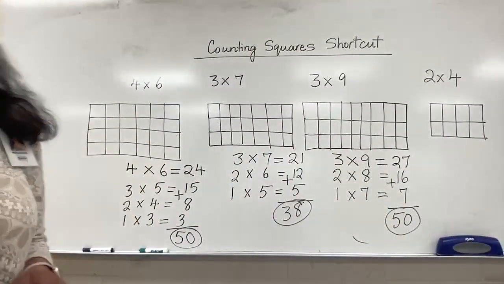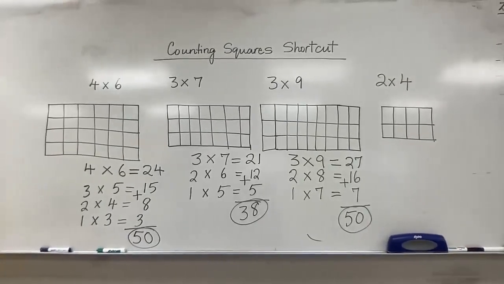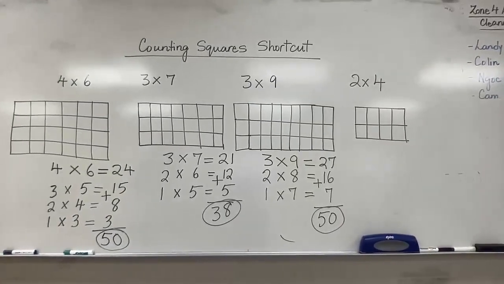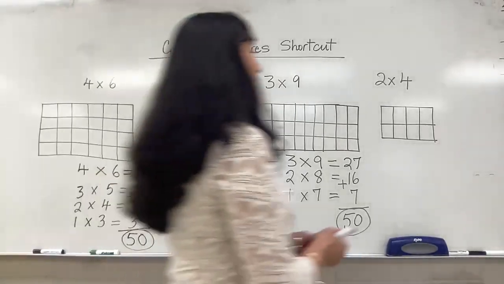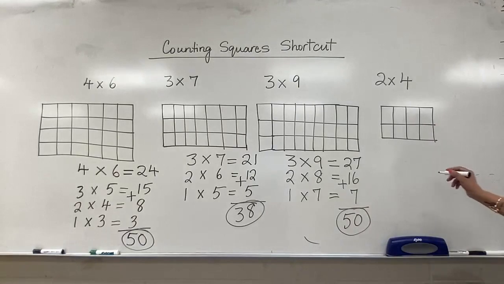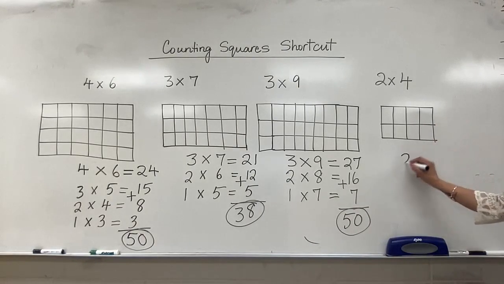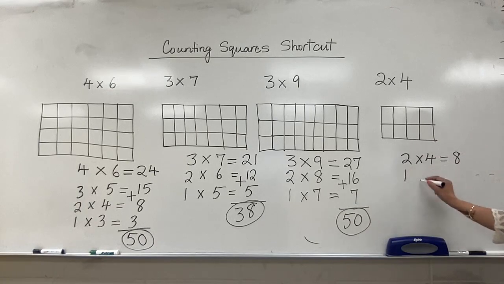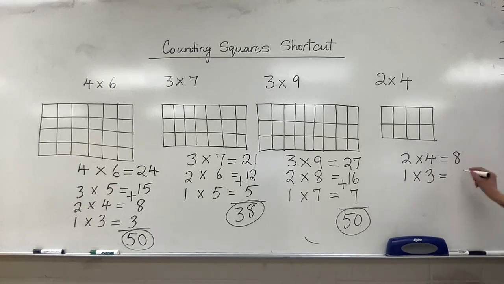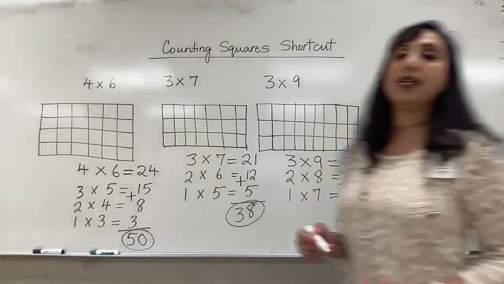All right. And then let's do the 2 by 4. In this one, for the number of squares, I'll start with 2 times 4, which gives me 8. And then I have 1 times 3, and that is going to give me 3. Can't go any further. So 8 plus 3 gives me 11. There are 11 squares in this shape.